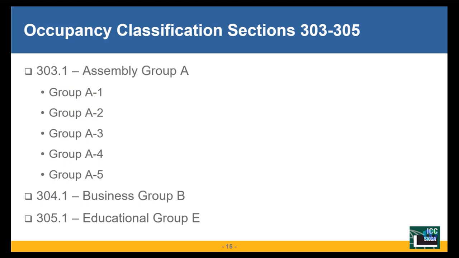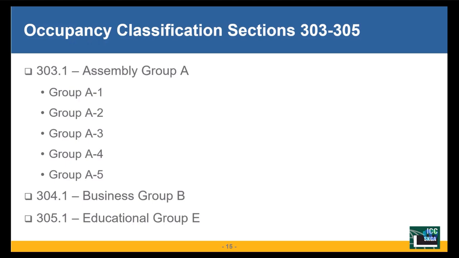Educational group is E, and that basically includes the occupancy of 6 or more persons at any one time for educational purposes through the 12th grade. It also includes, and most people miss that, the assembly areas associated with Group E. They can be classified as part of Group E, so they're not Group A, like a school auditorium. If you have a school auditorium, you don't classify that as assembly Group A. It will be part of the Group E occupancy.